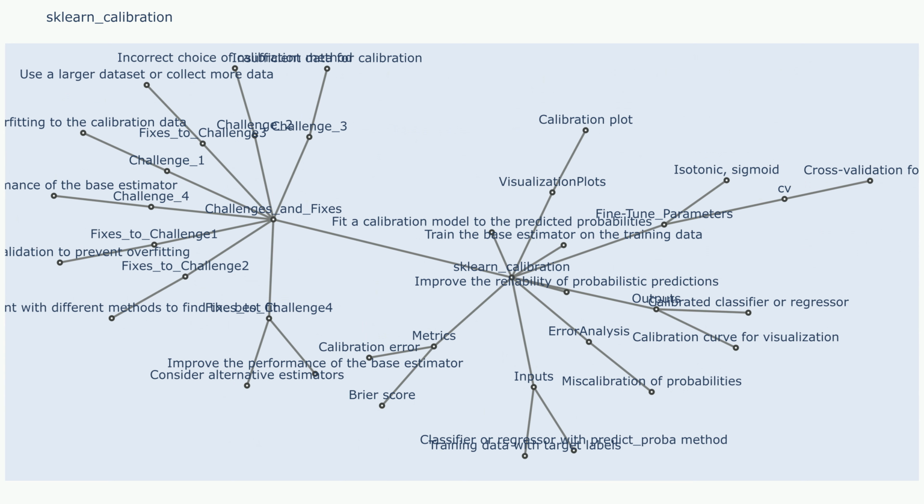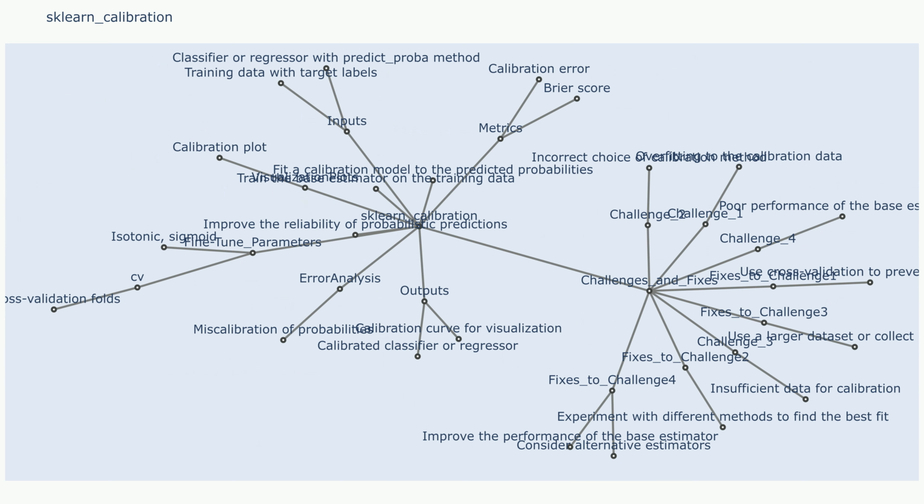Challenge 3. Explain in detail choosing the right calibration method. The choice of calibration method can significantly impact the calibration results. Some methods might be better suited for certain types of models or datasets. Sample use case that resulted in Challenge 3. Platt scaling might not be appropriate for models with high dimensional output spaces, while isotonic regression might be more suitable.